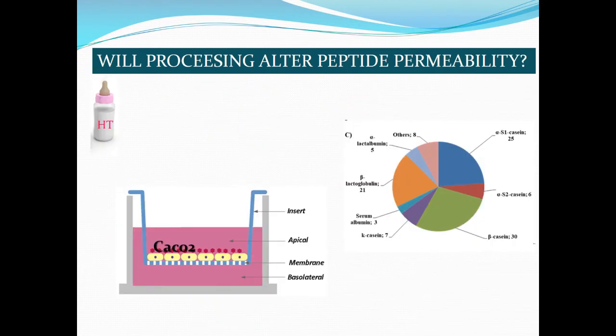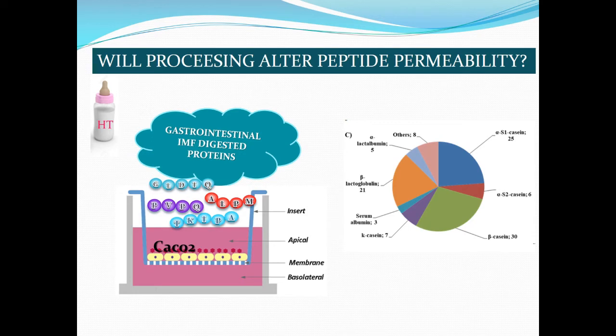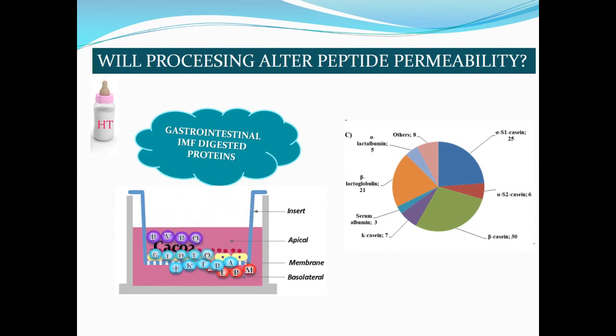So here we take the infant milk formula produced by the high temperature processing, and we have it digested. We add it to our CACO2 monolayer for 2 to 4 hours, and we collect the basolateral and look at the peptides that are permeable across that monolayer. This is a pie chart of the type of peptides that we picked up: 30 peptides from beta-casein, 7 from kappa-casein, 21 for beta-lactoglobulin.